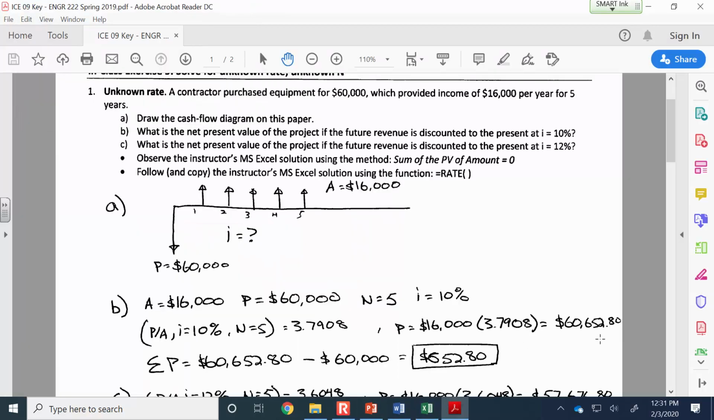I've got the solution up on the screen if you want to check to see whether you're headed in the right direction.